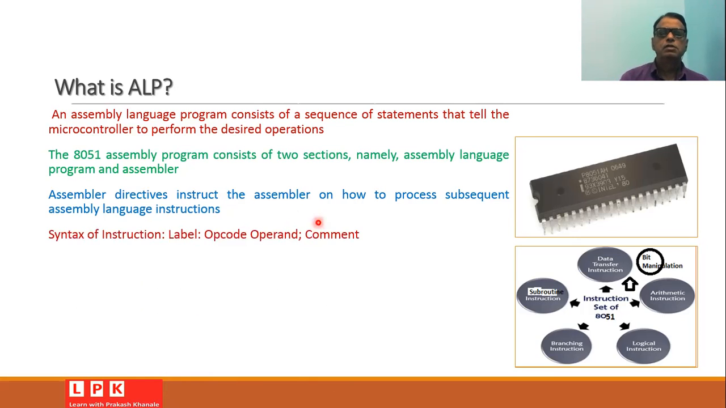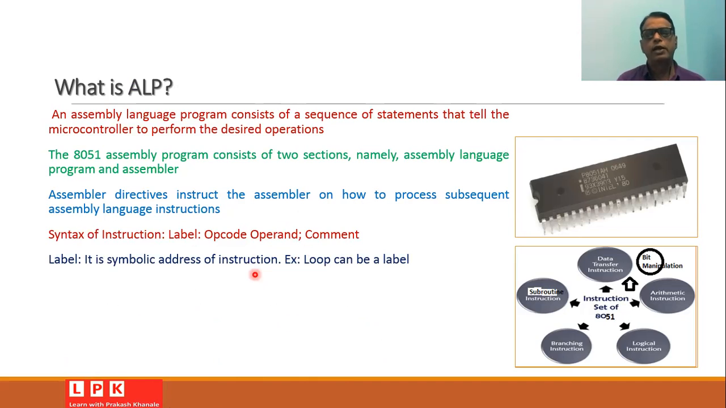As far as the instructions in the assembly language program are concerned, they can be written in this format. You need to write the label, if there is a label for the instruction, followed by a colon, then the opcode, then the operand, and then with a semicolon, you can write some comment. The label is a kind of symbolic address of the instruction, and labels are useful whenever we want to jump from one instruction to another instruction.